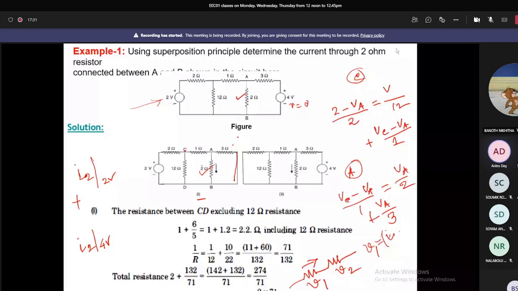For me, I found it easier to use nodal analysis because we have to find VA. If this node voltage is VA here, VA by 2 we have to calculate, so that is the current flow. If I solve by nodal analysis, it is easier, so that is what I have done. I have applied KCL here. This current is flowing from 2 volt to C.